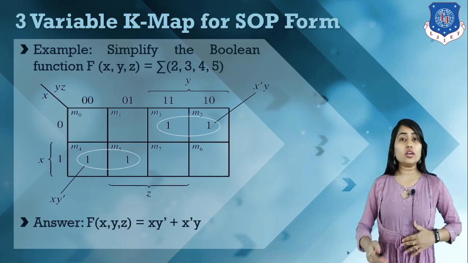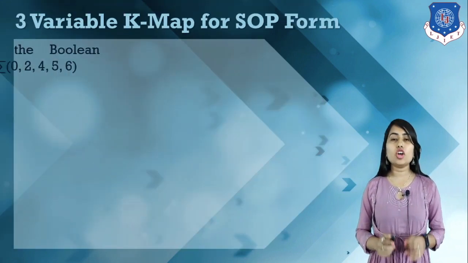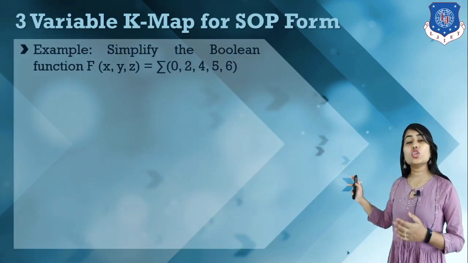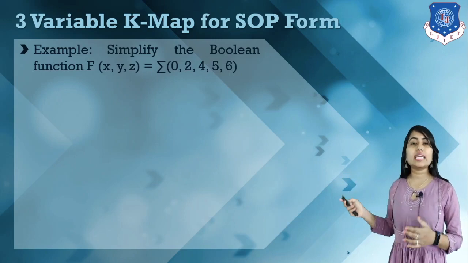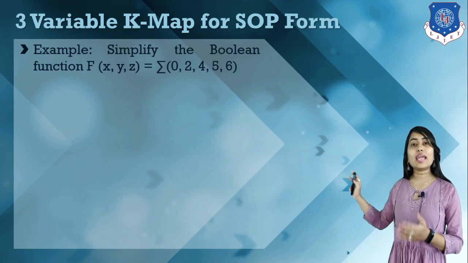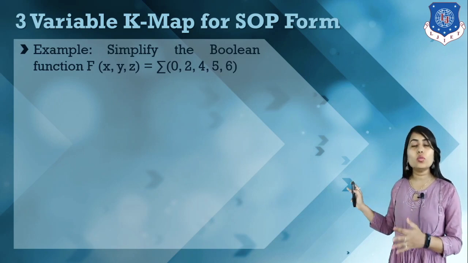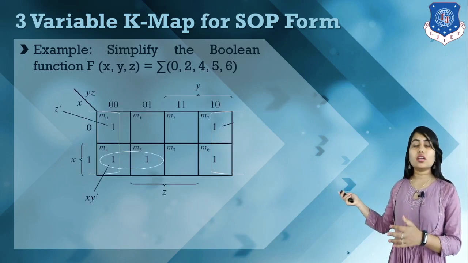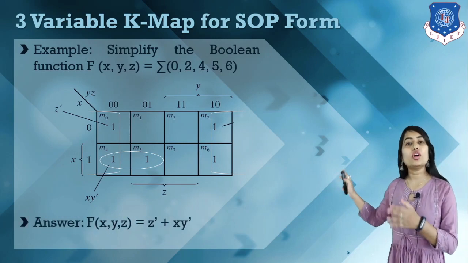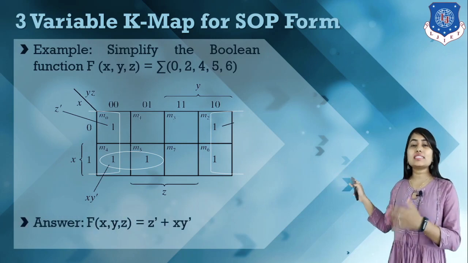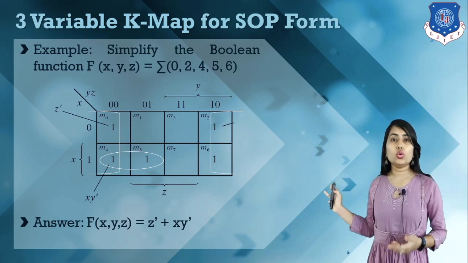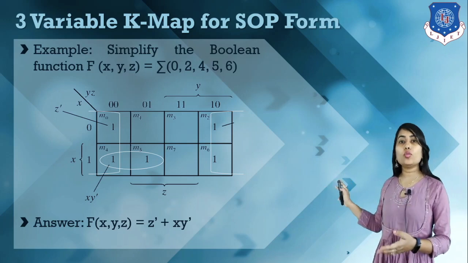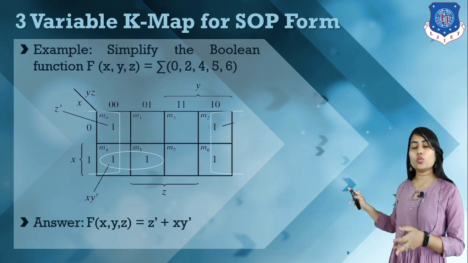Let's take another example. Here we have an example: simplify the logical function for 0, 2, 4, 5, 6. Again, make a K-map, mark a 1 at these positions, then make groups. So here we make a K-map and mark 1s over here, and let's identify the pattern. Can we make a group of 8 over here? No. Can we make a group of 4? Yes, we can make a group of 4 like this.